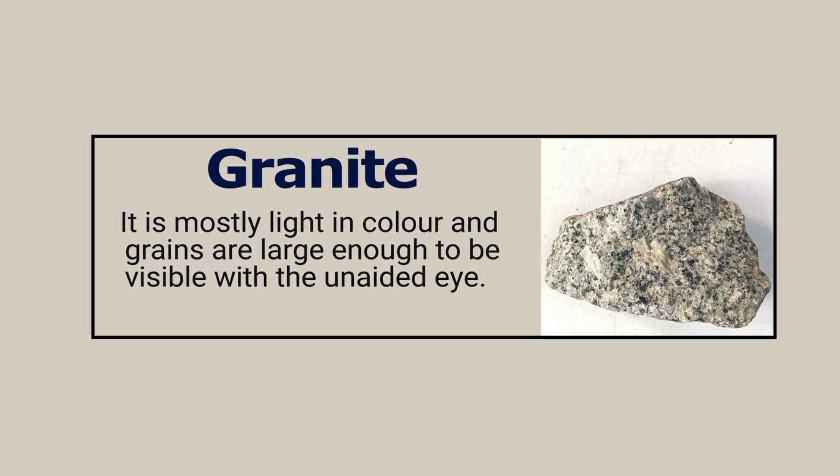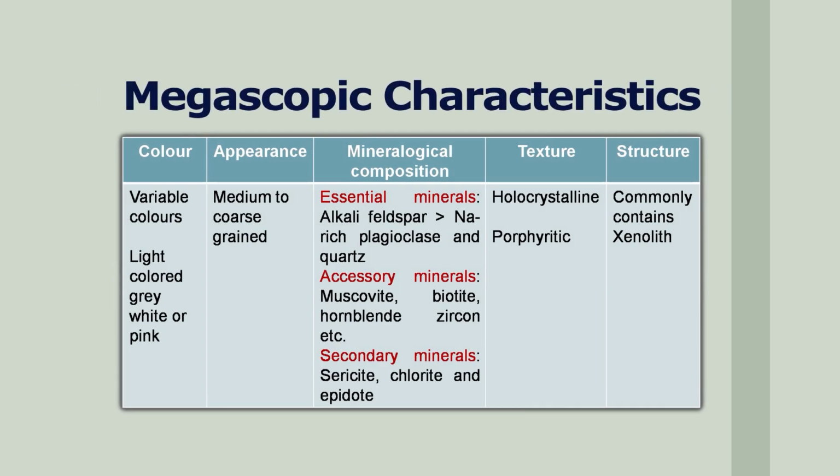As you can clearly see here, here is a hand specimen of granite and you can clearly see the grains of alkali feldspar and plagioclase feldspar in it, and these dark colored minerals over here are likely micas or biotite. If we go for the megascopic characteristics of granite, granites are known to display variable colors. They may be light colored, grey, white, or sometimes even pink. Appearance wise, they are medium to coarse grained and you can clearly see the grains with the unaided eye.